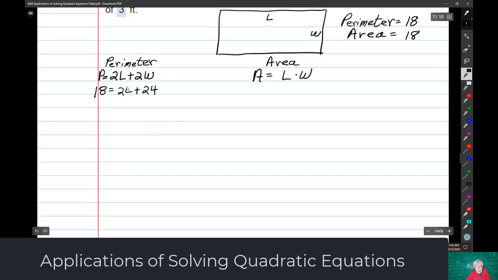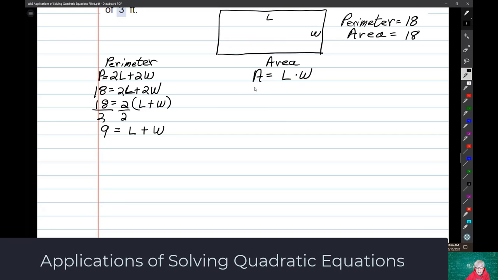Okay, look at this over here. I have a 2 in both of these terms. I can divide out, in fact, I need to divide out a GCF. What is 24? Two times L plus W. Divide both sides by 2, and I will get 9 equals L plus W.